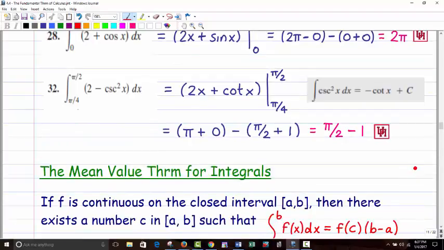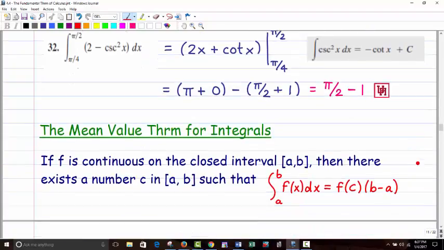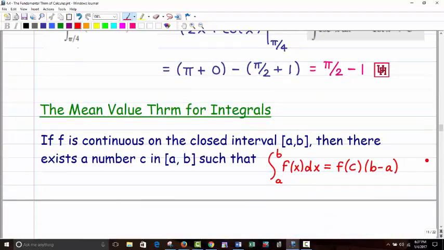All right, now we have something called the mean value theorem for integrals. Yes, we had a mean value theorem for derivatives at a point in time. So now let's have one for integrals.